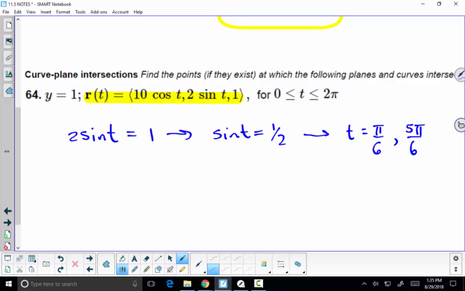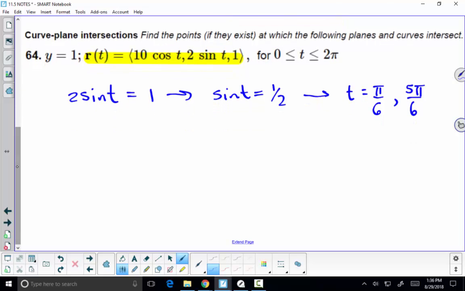Sine is the second coordinate, and the second coordinate is positive 1/2. If we look at a 12-sector unit circle, which is a clock, the sine is positive 1/2 at those 2 locations, pi/6 and 5 pi/6, where the second coordinate is positive. It says find the points if they exist, so we're not quite done yet.